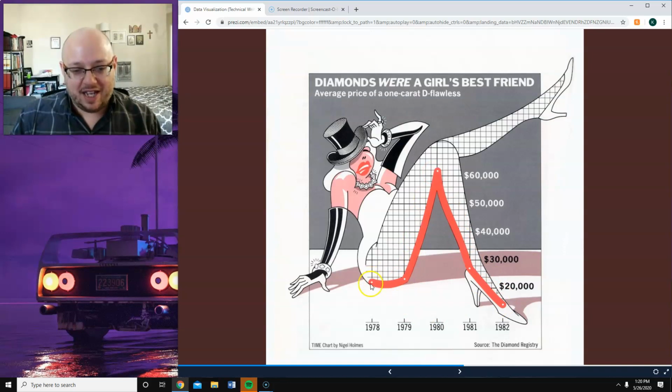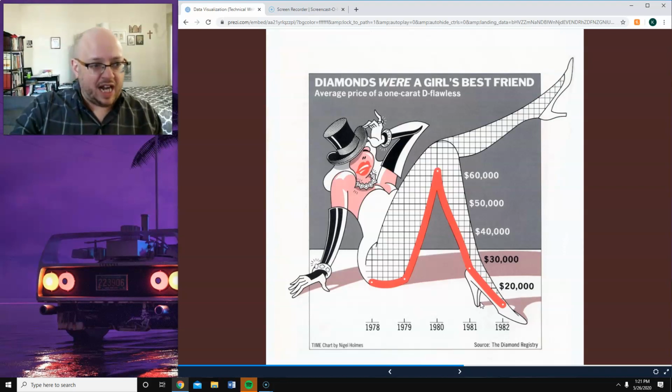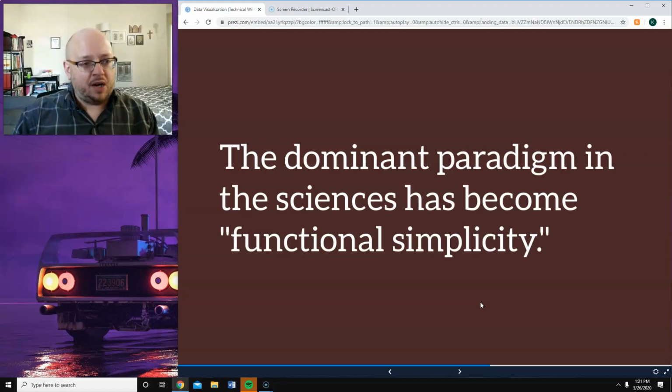If you start on the very bottom of her buttocks in 1978, you can see that the diamond purchases were around $20,000. Then there was a spike up to $60,000, and then it sort of dropped off again after that. Now, the point Tufte's making is that this trend is remarkably unclear from this graph. It takes a few minutes to figure out what it's trying to say, if you see it at all. Tufte was talking about how, while some of these clever graphs may be aesthetically pleasing, definitely not this one because it's a sexist image, but other ones Holmes made, it was not achieving its main purpose, which is to display the results in a clear and concise way. And since then, the dominant paradigm, especially in the sciences, has moved towards functional simplicity.